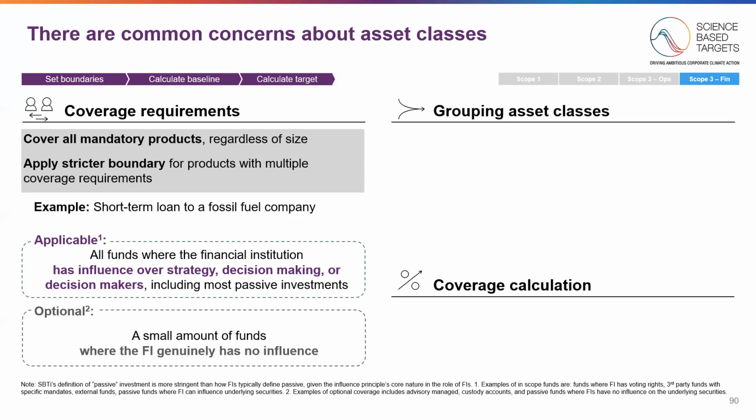SBTi does recognize that a small amount of funds exist where a financial institution will genuinely have no influence, such as advisory managed funds and custody accounts.